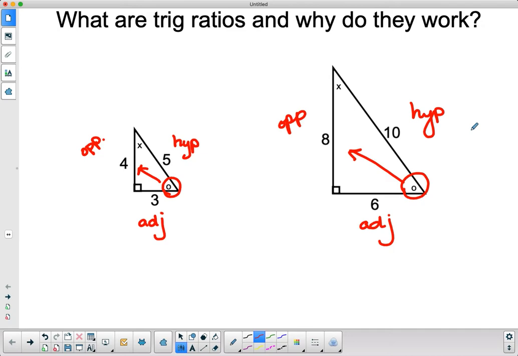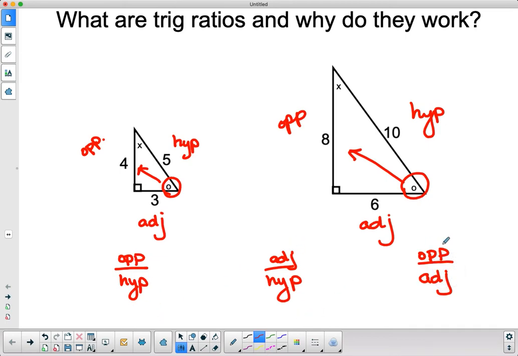Now there's 3 special ratios in here. We're going to define them as this. I'm going to define my first ratio as the opposite side divided by the hypotenuse. I'm going to define my second ratio as the adjacent side divided by the hypotenuse. And I'm going to define my third ratio as the opposite side divided by the adjacent.